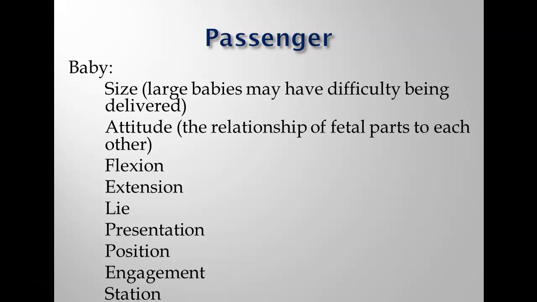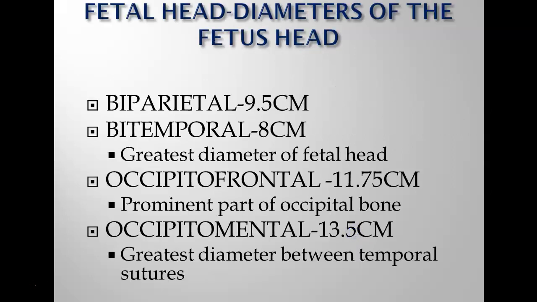The second P stands for passenger, which is our baby. And this has different variances to it as well. The size of the baby makes a big difference because larger babies have a more difficult time being delivered than a smaller baby. What we call a fetal attitude is the relationship of fetal parts to each other, the flexion of the baby, the extension, the lie, the presentation, the position, the engagement, and the station of the passenger.